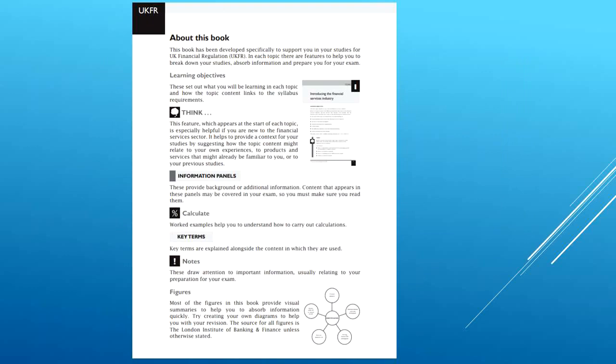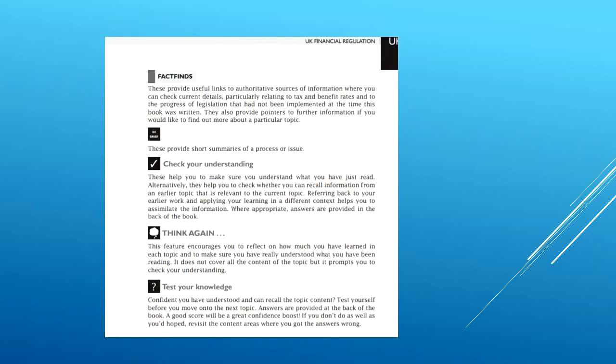So at the start of the book, you have some advice on how to read the book. I would strongly suggest, it says calculate key terms, very important to read all that. If it has any figures, make sure you read that through, check the figure. It gives you a better understanding. And fact finds, if you have that in brief, make sure you read all of it.